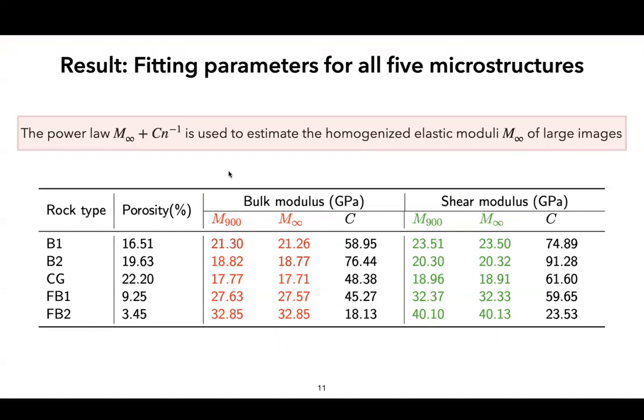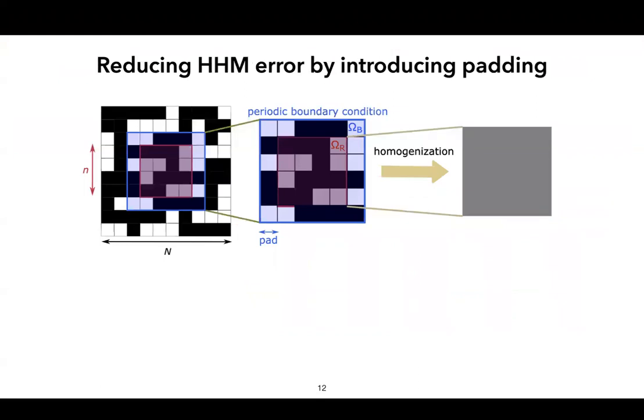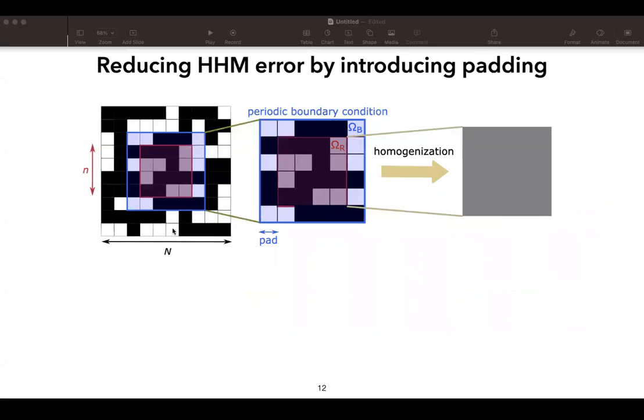So M900 is the ground truth obtained by performing direct numerical simulation, and M infinity is obtained from this fitting procedure. So we see for both shear modulus and bulk modulus, the ground truth and the HHM value agree quite well with each other, right? So now, how can we reduce error even further?